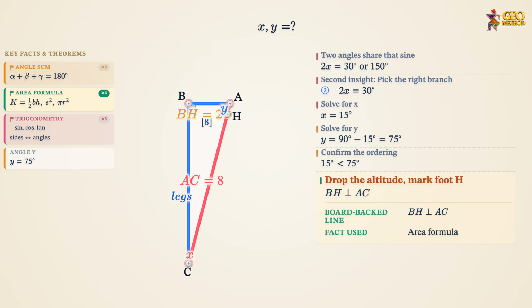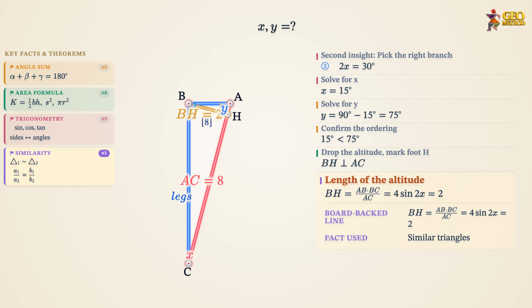Drop a perpendicular from B straight onto the hypotenuse segment AC, and mark the foot where it lands as a new point H. Then draw that altitude, the segment BH, meeting segment AC at a right angle. The altitude to the hypotenuse equals the product of the legs divided by the hypotenuse. That is 8 sine x times 8 cosine x over 8, which reduces to 4 sine of 2x, and 4 times 1/2 is 2.